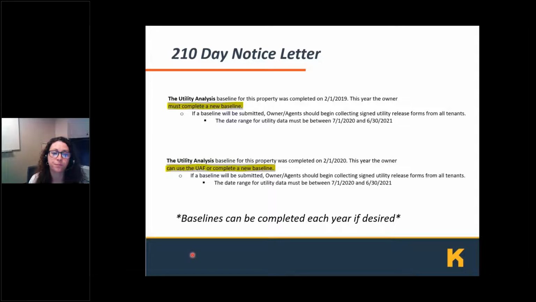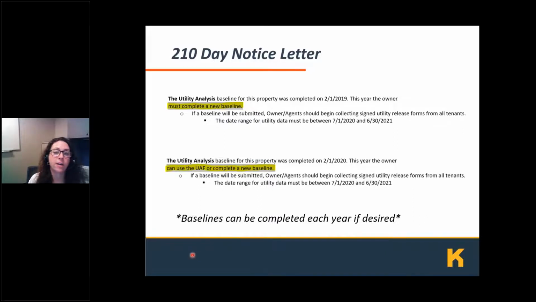In our second example, this property completed their last baseline in 2020. You can see from the highlighted section, we're letting you know you have the choice. You can use the factor, which is UAF, or you can complete a new baseline. That's important for owner agents to realize: even if you're not due for a baseline this year, you can select to complete one, depending on what's going on at the property at the time.